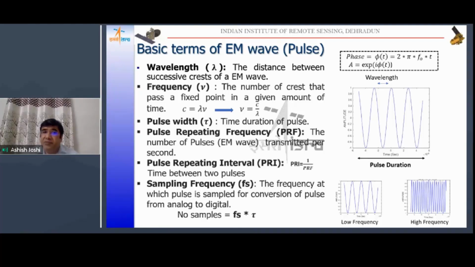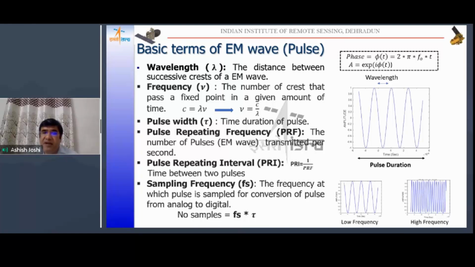What is pulse repetition frequency? The number of pulses transmitted per second, means in 1 second how many pulses we are transmitting. So that is called the PRF or pulse repetition frequency. Pulse repetition interval is just the inverse of the PRF, means PRI is equal to 1 by PRF. So the time between two pulses is called the PRI. Pulse repetition frequency is how many pulses we are transmitting per second, and pulse repetition interval is the time between the two pulses.